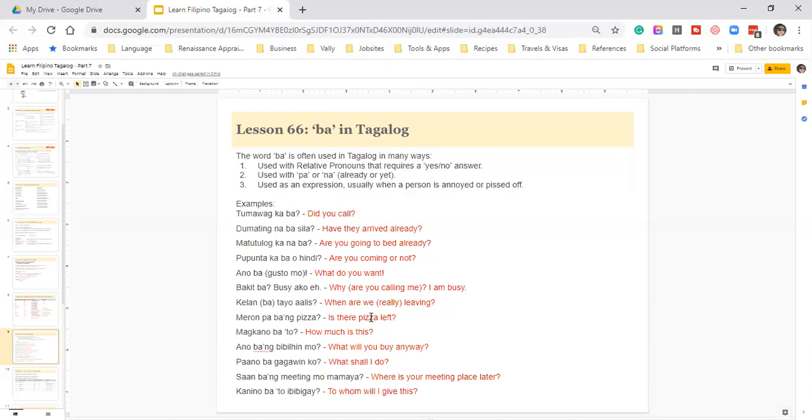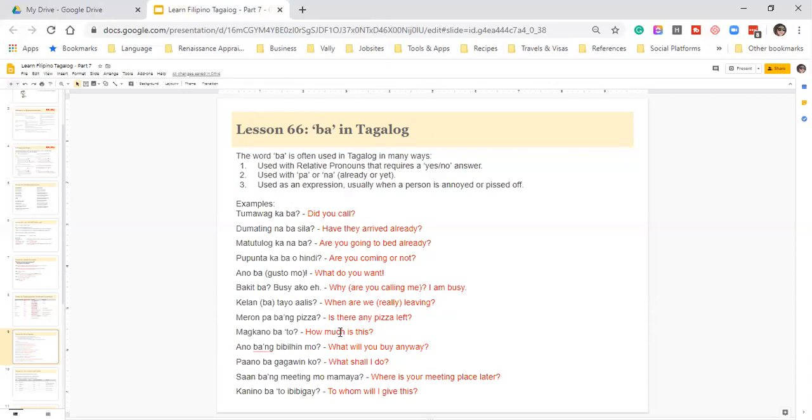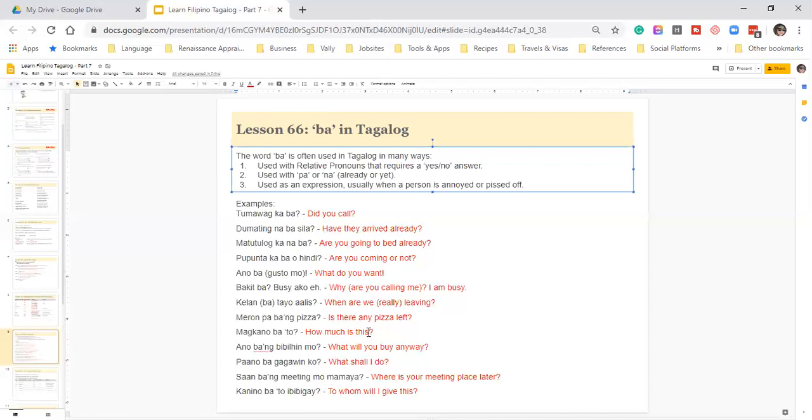Is there any pizza left? Magkano ba ito? Okay, so this is how much is this? When we say "magkano ba to?" this is also asking for information, but not literally. It's like, how much is this again?